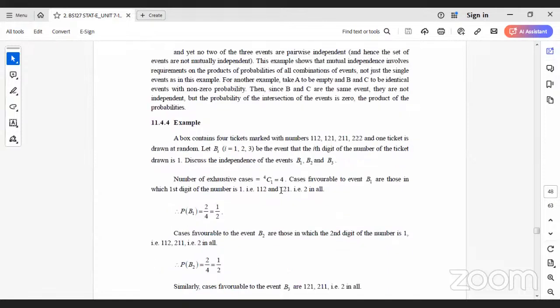Example: a box contains four tickets marked with the numbers 112, 121, 211, 222, and one ticket is drawn. Let B1, B2, B3 be the events that the 1st, 2nd, 3rd digit of the number on the ticket drawn is 1. Discuss the independence of events B1, B2, and B3.